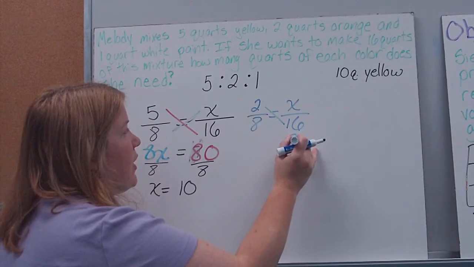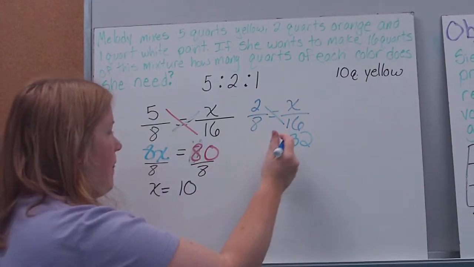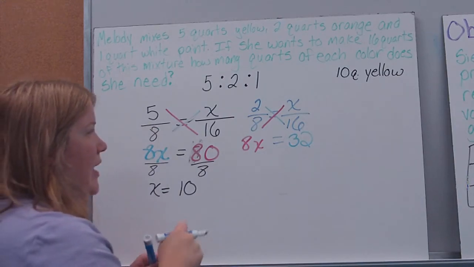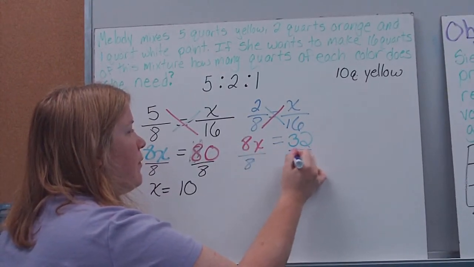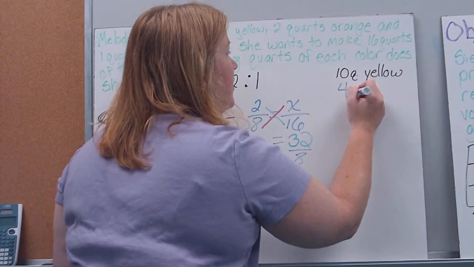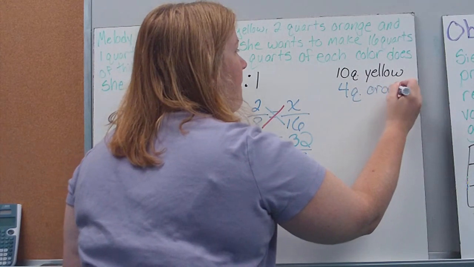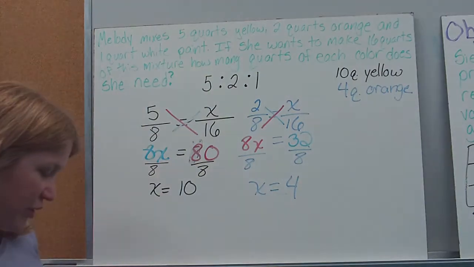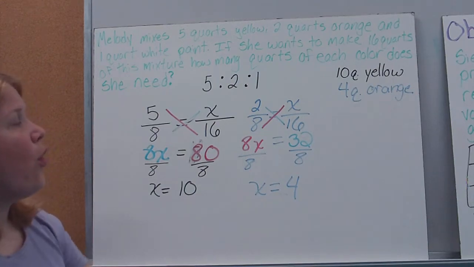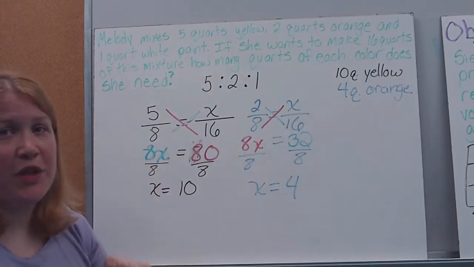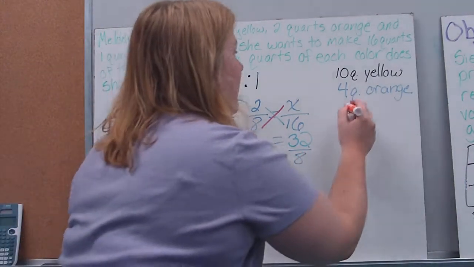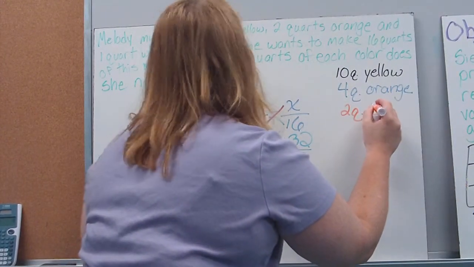So here I get 2 times 16, which is 32. Over here I have 8 times x. Again, I'm going to solve my equation, and I find out that x is equal to 4. So I need 4 quarts of orange. Now from here, there's 2 ways I can go about getting my last number. I can set up my proportion again, or I can look at these 2 numbers. Together this is 14. I know that I need 16 total. So when I subtract my 14 from 16, that means I need 2 quarts of white.